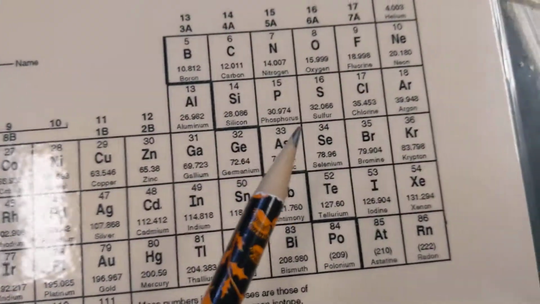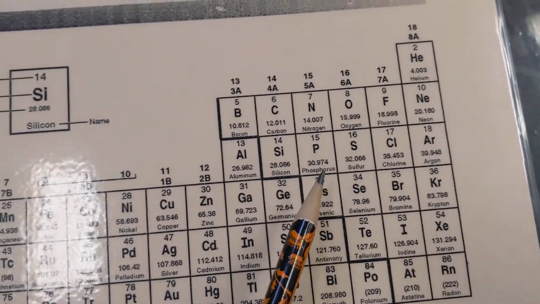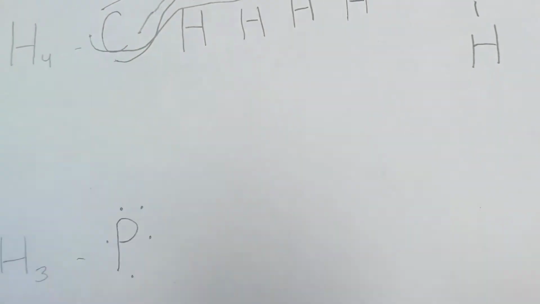Alright, and then we can go ahead and move on to PH3. So P is going to be phosphorus. We're going to go ahead and draw phosphorus. So phosphorus over here, we're going to find it on our periodic table, which is right here. And it's going to be in column 5. So we're going to give it 5. 4, 5. All right.